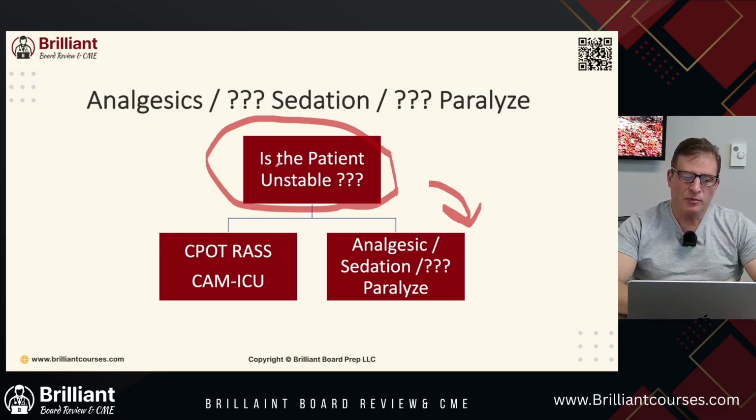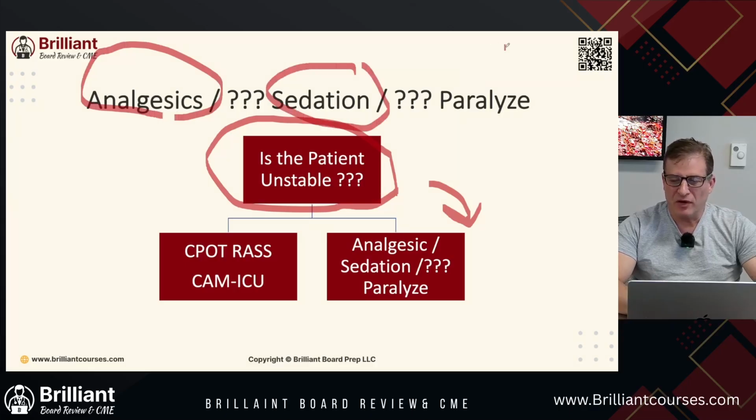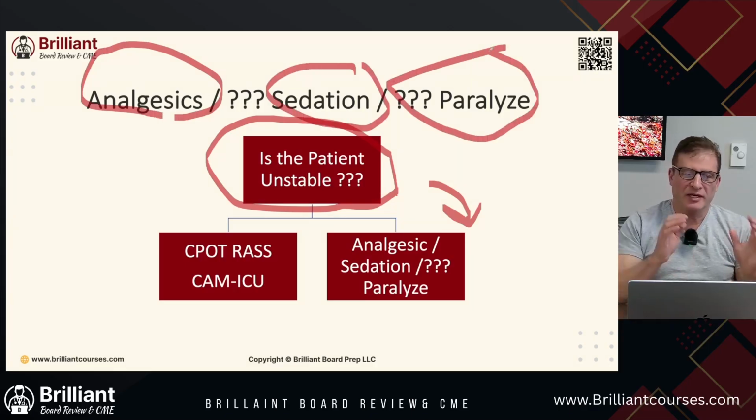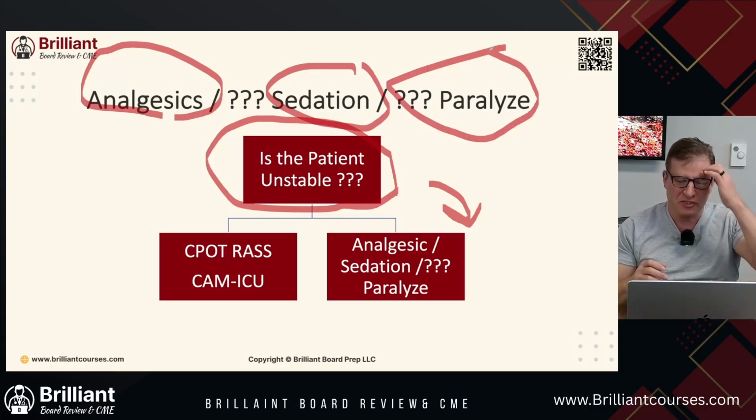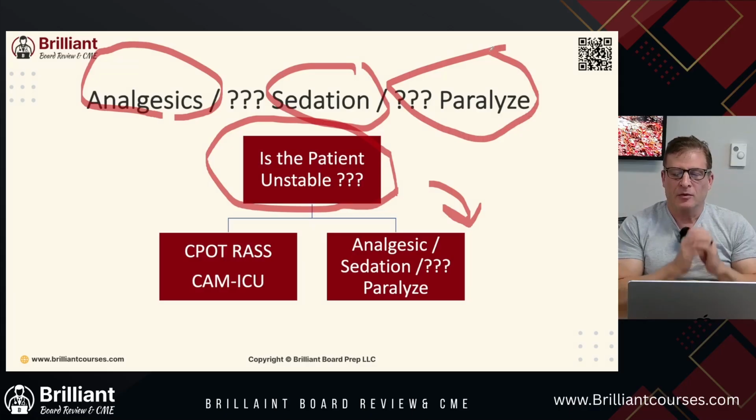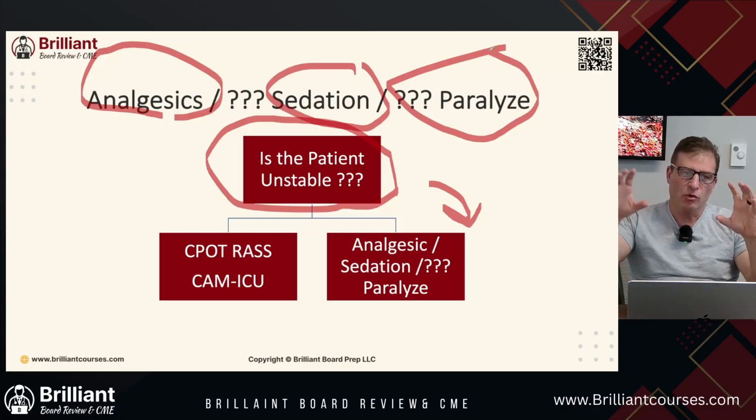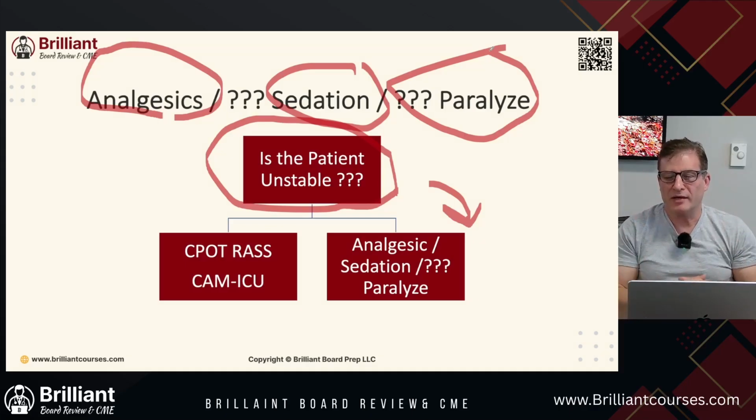Now, once we give analgesics, these are going to be for pain, sedation, and then we paralyze them, we need to follow up to make sure we're not doing what? We're not giving them too much analgesic, too much sedation, too much paralytics. We have to remember, any patient we have, I don't care if inpatient or outpatient, the more benzos, the more opioids we give them, the greater the risk for delirium, dementia. Delirium can convert to dementia.